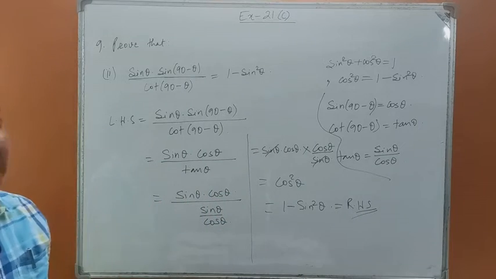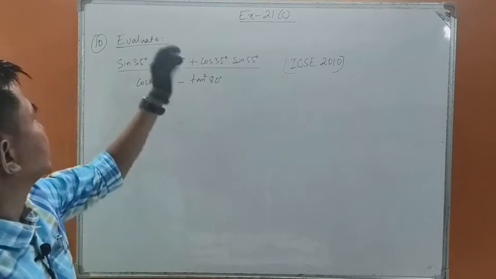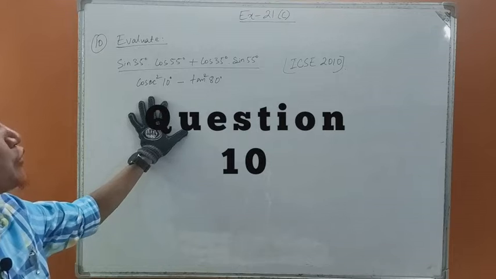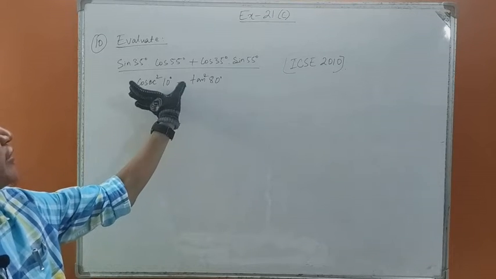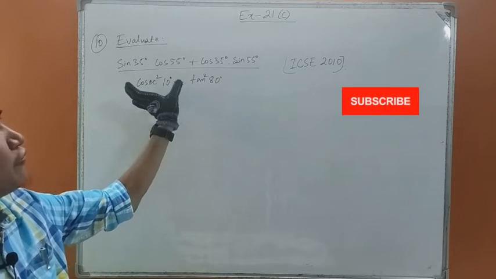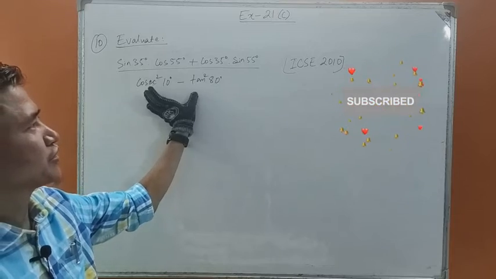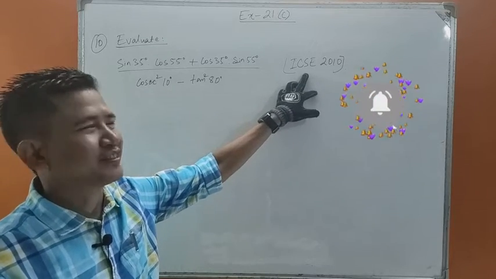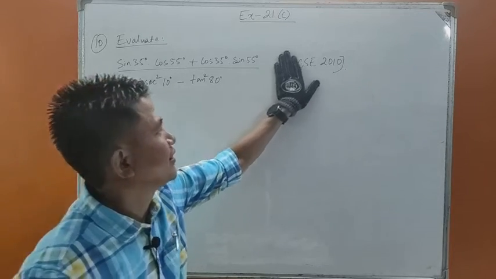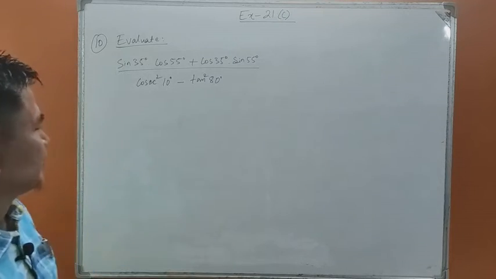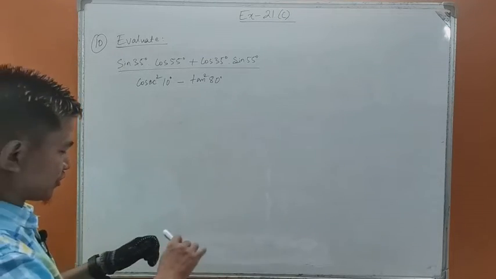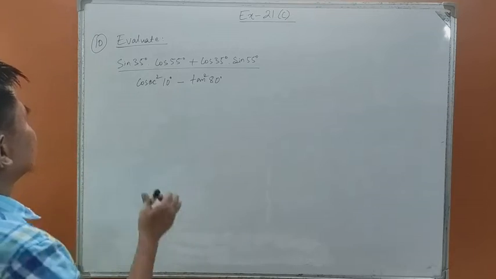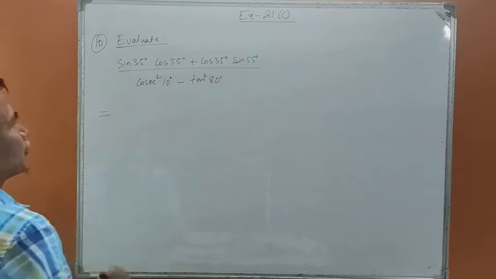So let's do question number 10. Okay, now let's do question number 10. Evaluate means we are asked to find the value of this. We are given this expression and we are asked to find the value of this, and this question has been asked in the ICSE examination 2010. So this is one of the important questions. Let's do this. This question may repeat, but this question is not that tough, it is very easy.